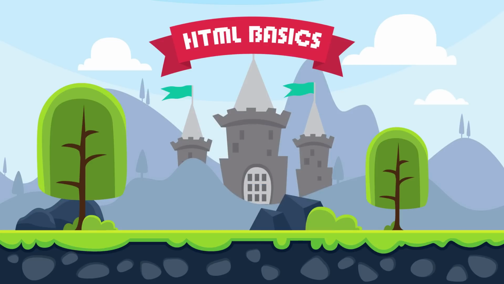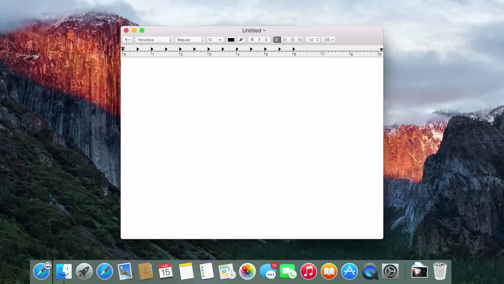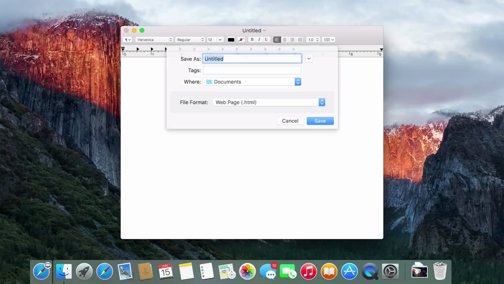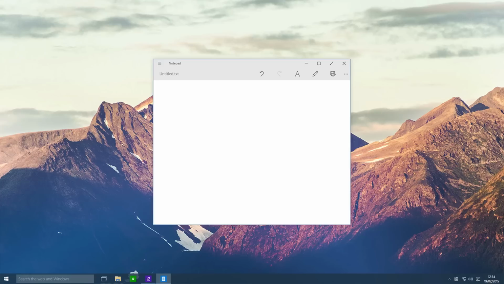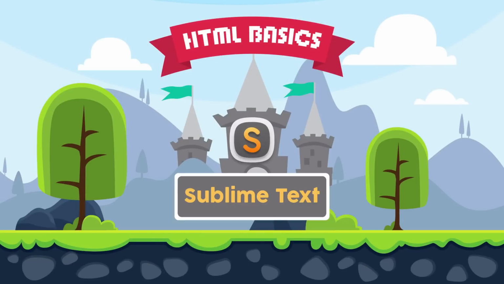Now, before we can write these HTML web pages, we need to use a text editor. And if you are on a Mac, you could simply use an application such as TextEdit, and you'll want to make sure that you save all these as plain text and save it as .html. If you are using Windows, you can use Notepad, but we're going to show you an application that we commonly use around here, which is called Sublime Text.